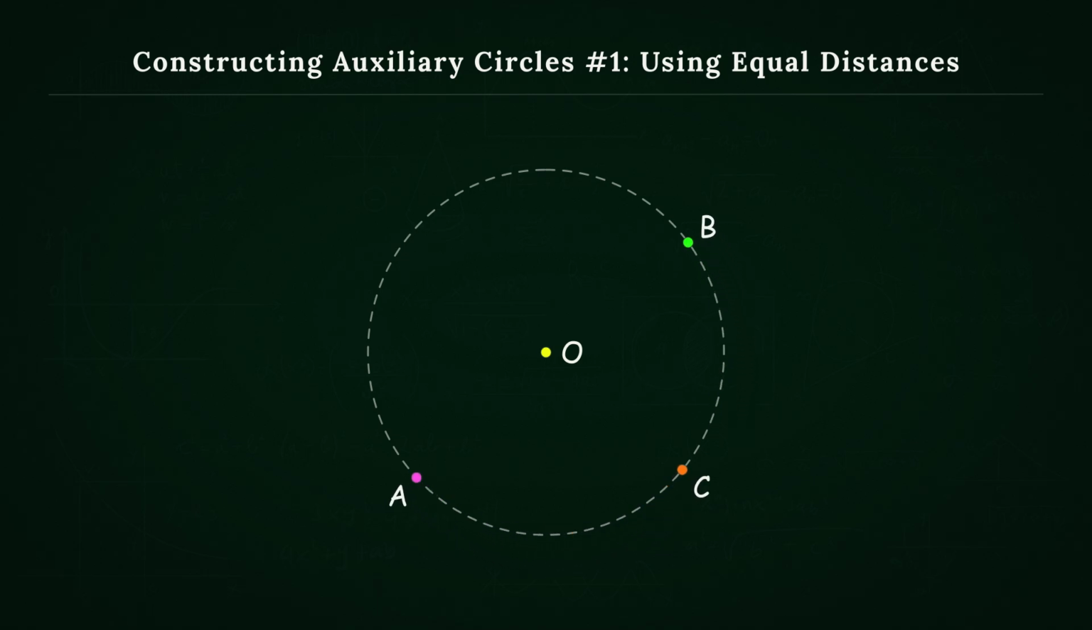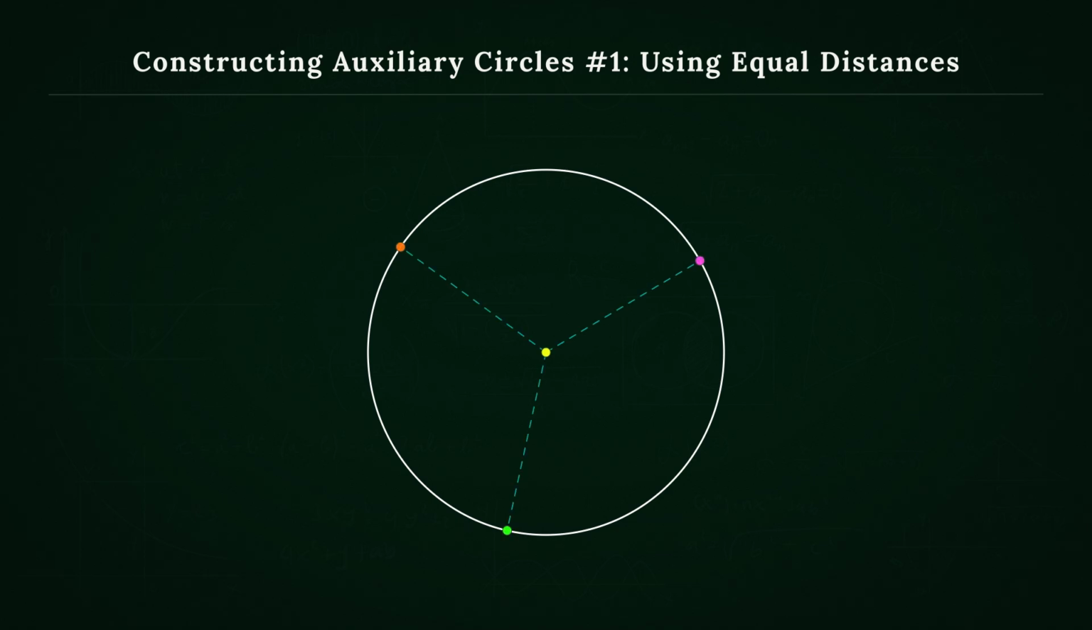Today, we will start with the first model, constructing an auxiliary circle using equal distances. This model is very straightforward. It comes directly from the definition of a circle. We know that all points on a circle are the same distance from the centre, and this distance is called the radius. Therefore, when several equal length segments share a common endpoint, we can construct an auxiliary circle. Now, let's look at a problem and see how this model works.